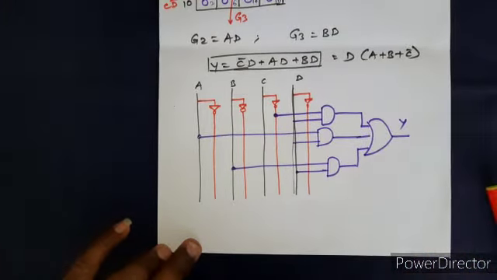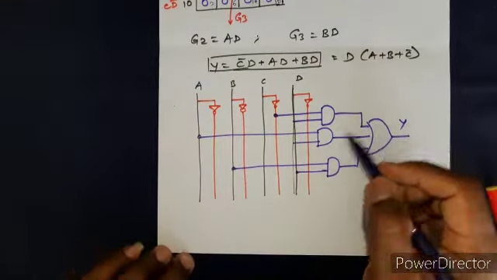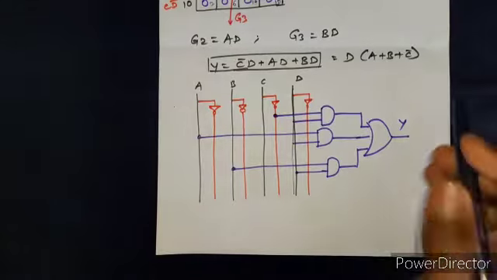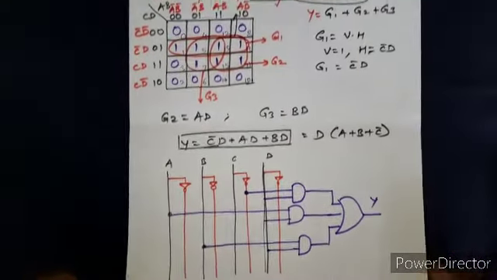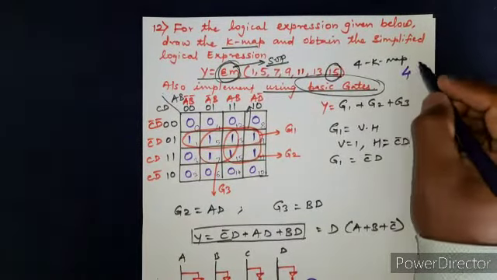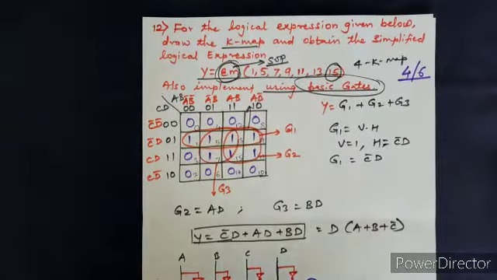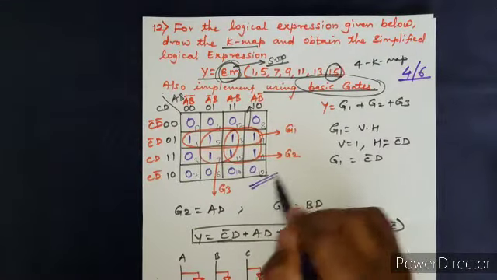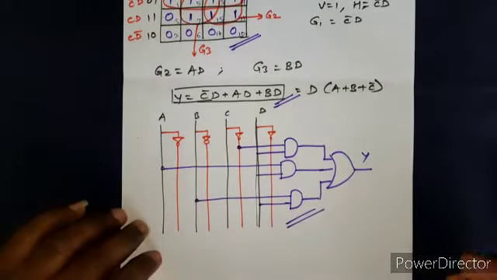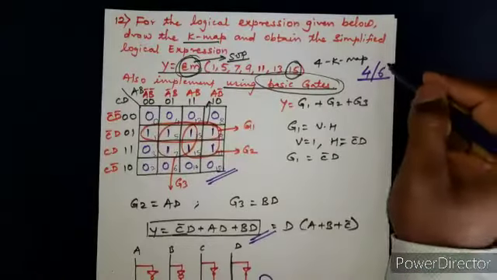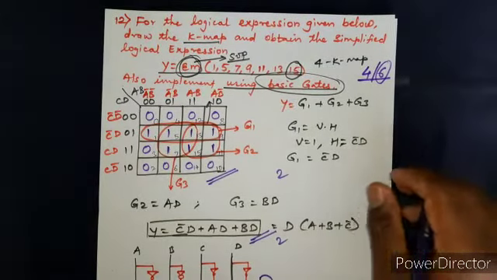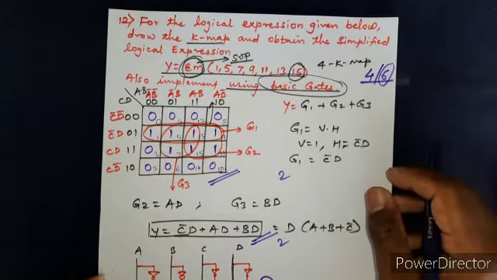So Y, right? So this is how you can implement the given expression, right? So this can be asked absolutely for 4 marks or 6 marks, because they have asked to first draw the K-map, then reduce the expression, okay, and then implement using basic gates. So this becomes a 6 marks question, 2 marks each, as far as exam point of view is concerned.